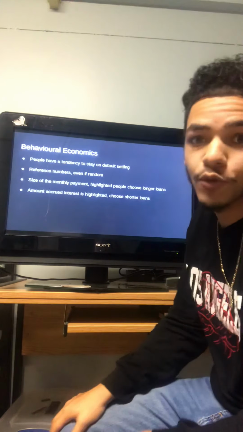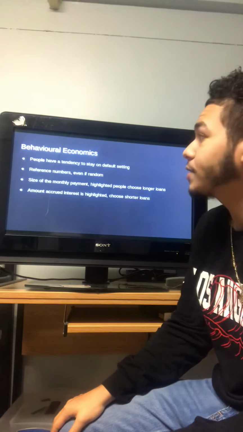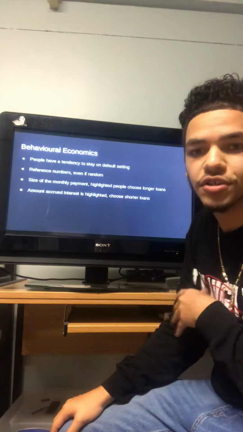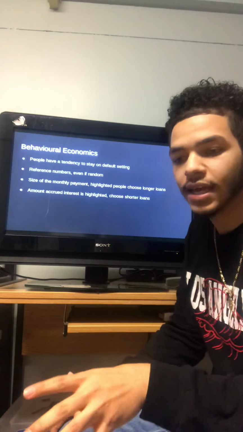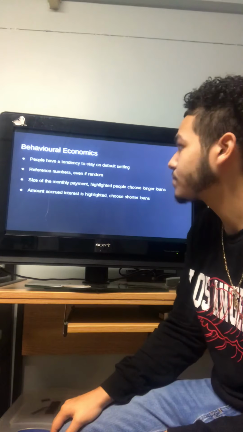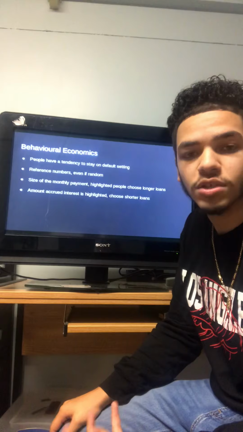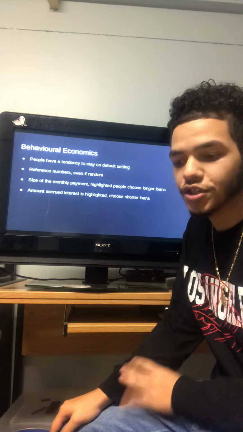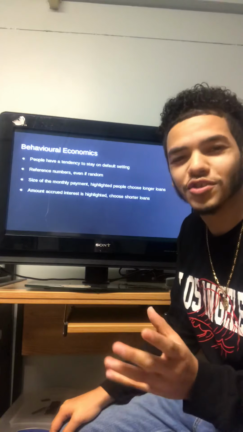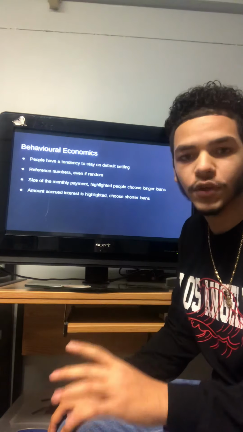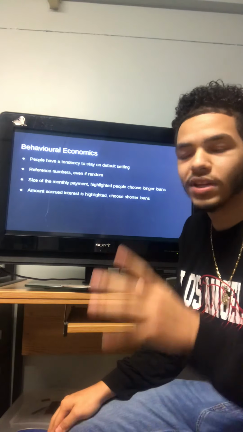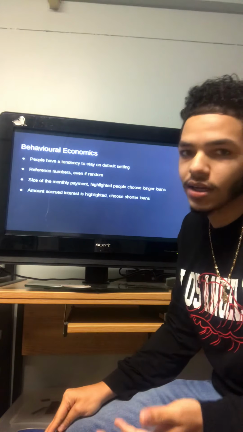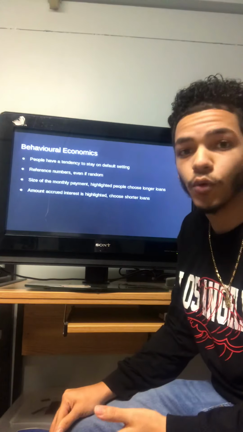So the behavioral economics about what's going on, right? People have a tendency to stay on the default settings. It's just their natural reaction. They feel like that's what's right, so they're not going to change it. Reference numbers. People don't usually have the correct numbers to use in these calculators. They just assume that the calculators are simple enough that they're just going to put what they feel is necessary, but without really understanding what they're putting in, they're really not going to get what's accurate for their situation.